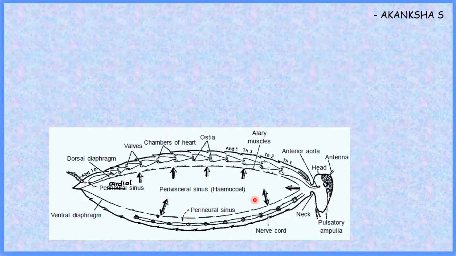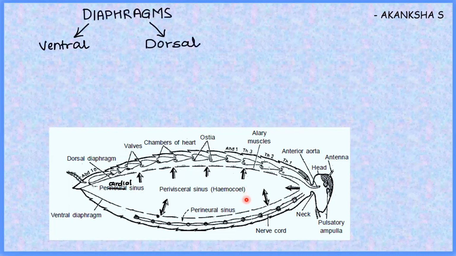So this is how the structure of the cockroach looks. Now, with respect to this, you'll understand one thing: there are 2 diaphragms, ventral and dorsal. You can see them named dorsal diaphragm and ventral diaphragm. These are the 2 partitioning systems of the cockroach.